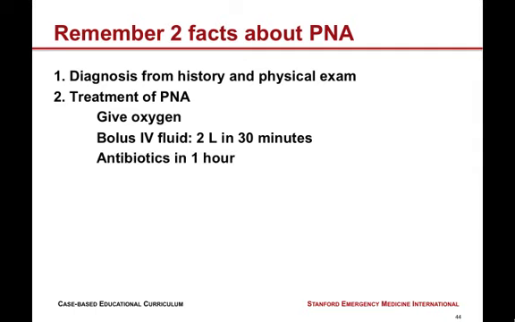Finally, patients with pneumonia need to receive antibiotics within the first hour of their arrival. In nearly all cases, ceftriaxone 1 gram IV is the proper medication to give patients with pneumonia.